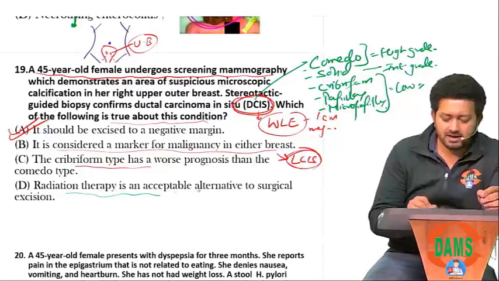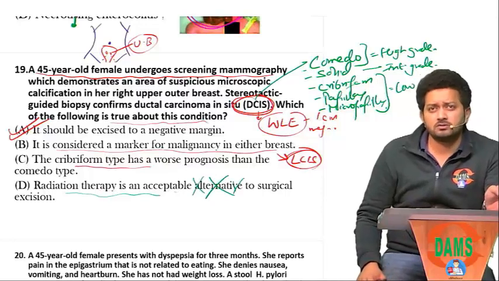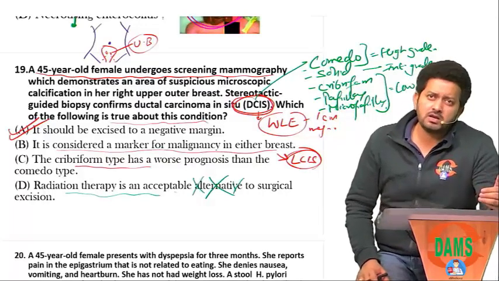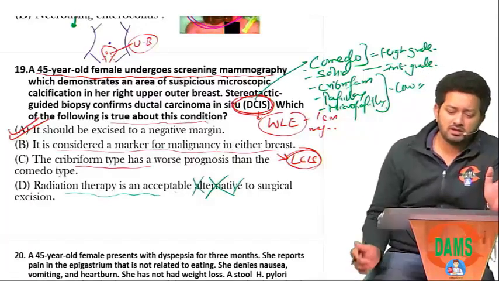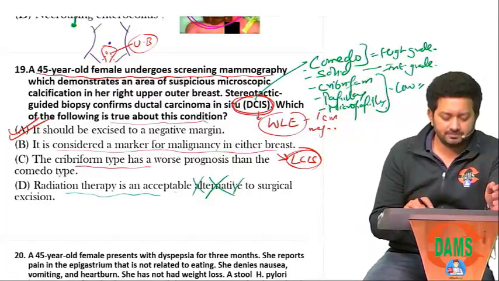Radiation therapy is an acceptable alternative. It is not an alternative to ductal carcinoma in situ. It can be used as an adjuvant in a few cases, but it is not an alternative. You have to do surgery. It is not an alternative to surgery.